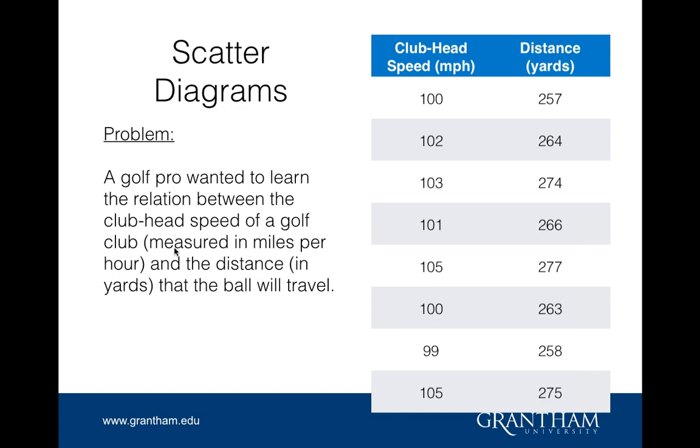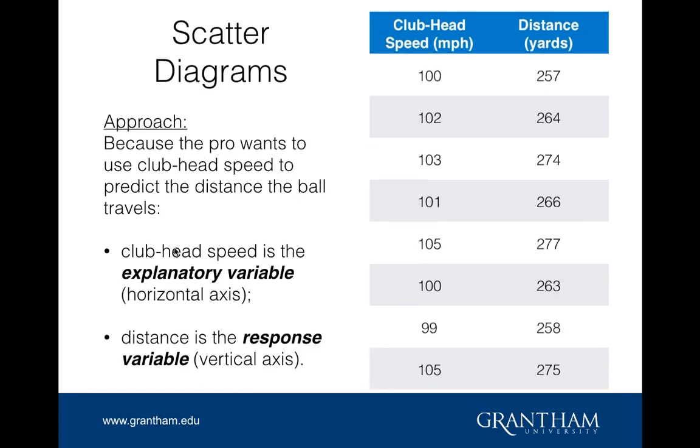Now, there are 8 observations, 8 individuals, and we're asked to draw these individuals on a scatter diagram. Before we can draw the scatter diagram, though, we have to decide which variable is the explanatory variable and which variable is the response variable. We want to know what goes on the x-axis and what goes on the y-axis. So how do we determine that?